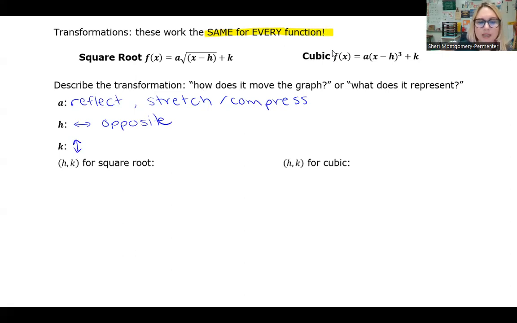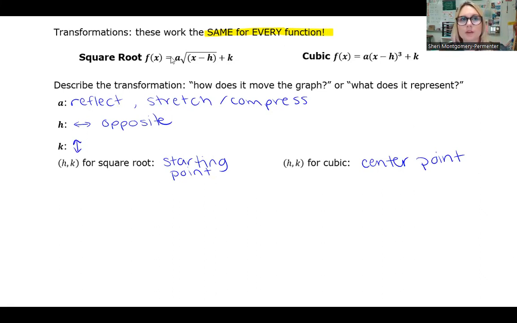So we already talked about this. HK for a square root is going to be the starting point. HK for a cubic is going to be the center point. Got your starting point and your center point. So again, in front, it can reflect or stretch; left and right, up and down.